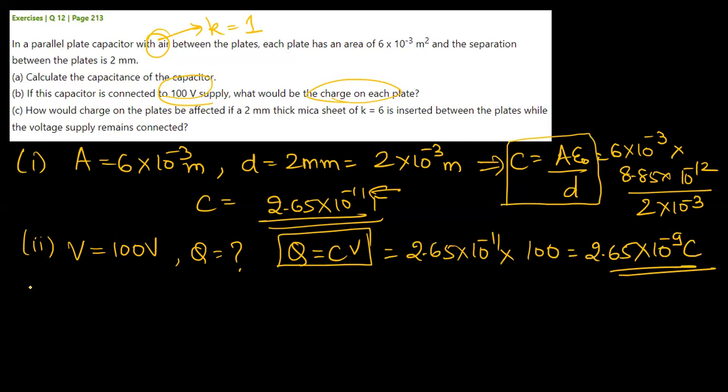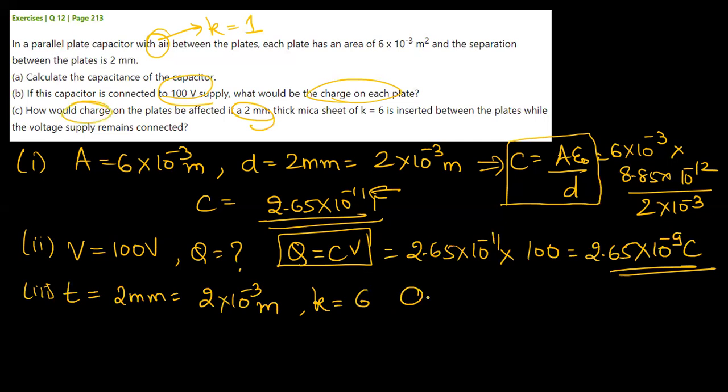That is a simple one. For the third case, I have a dielectric slab of thickness 2 millimeter, again 2 into 10 raised to minus 3 meter, with a dielectric constant K of 6, which is inserted between the plates. How would the charge be affected? So I need to find the Q value, if V remains the same, V is 100 volt. But before I find Q, I will have to find the value of C also.